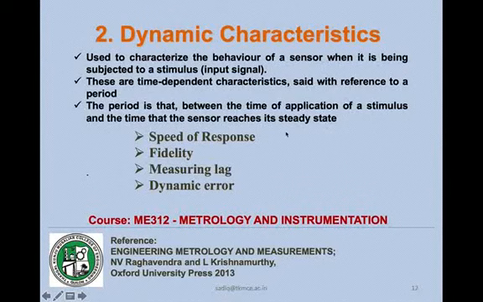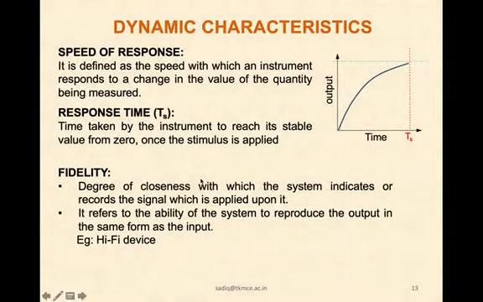In this session, we are discussing a few dynamic characteristics such as speed of response, fidelity, measuring lag, dynamic error, etc. Speed of response is defined as the speed with which an instrument responds to a change in the value of the quantity being measured. Say if an input is given at a particular moment and how quickly it responds to the input signal, it is called the speed of response.